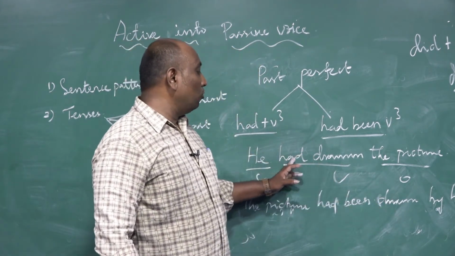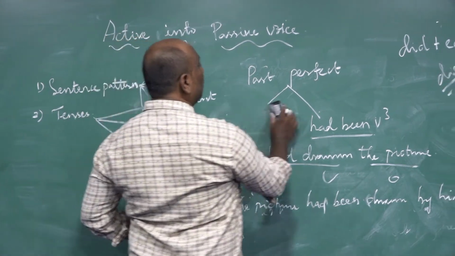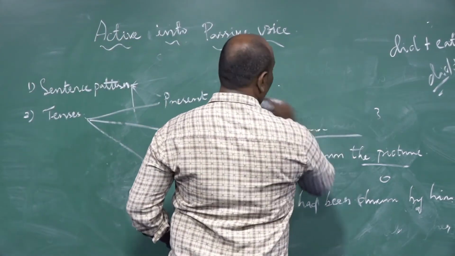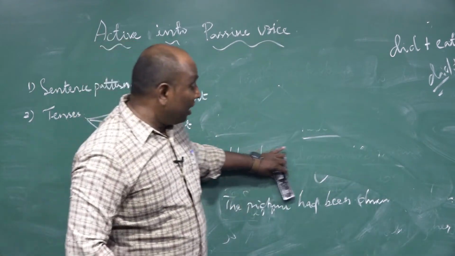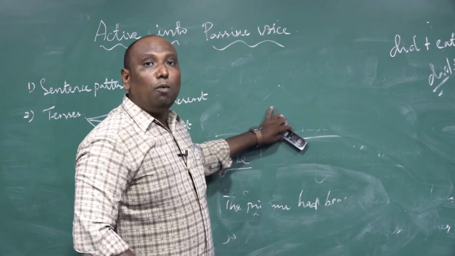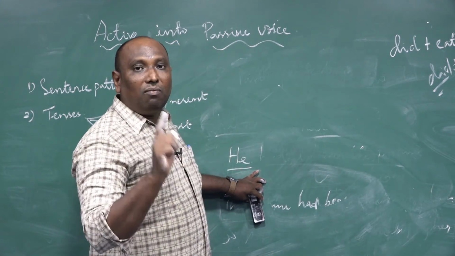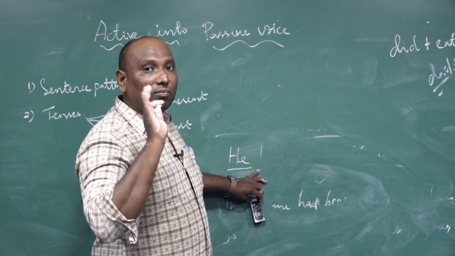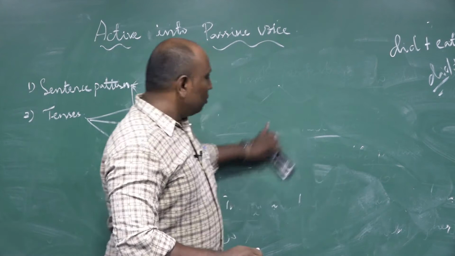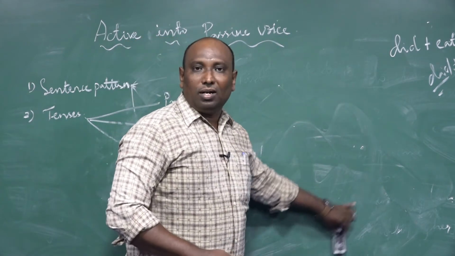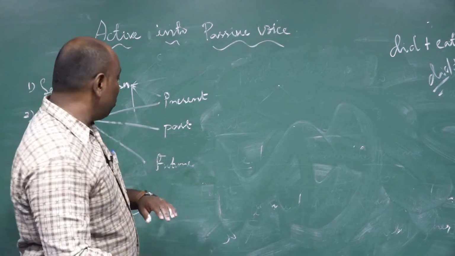For active, we have to go with had plus verb third form. So this is the rule we must remember for writing past perfect. What is the next tense form? It is past perfect continuous tense. There is no passive voice for past perfect continuous. Remember, present perfect continuous tense, no passive. Past perfect continuous tense, no passive. You must remember this. Without knowing the tense, you cannot write the active voice, passive voice, or passive into active, or active into passive.